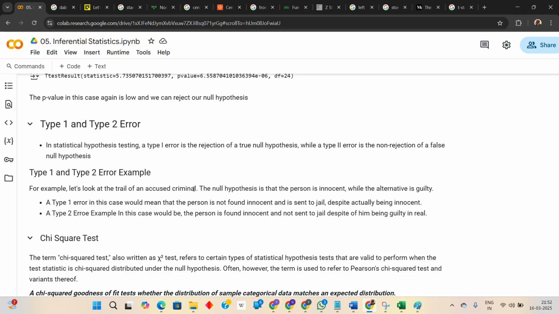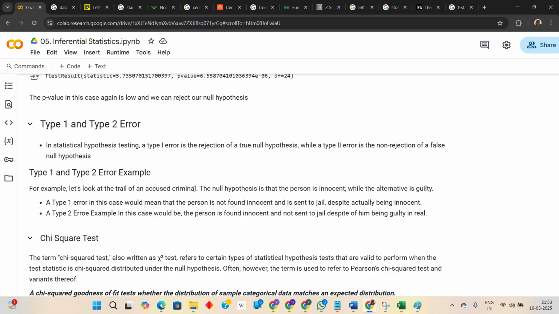So, we want to prove whether a person is criminal or innocent. Okay. Null hypothesis is what we really wanted to prove. That is, a person is innocent. Alternate hypothesis is the person is guilty. Guilty means we can say he is not innocent. Type 1 error, in this case, would mean that the person is not found as innocent, but is still sent to jail. Not found as innocent and sent to jail despite actually being innocent. Is my point clear? This is type 1 error.